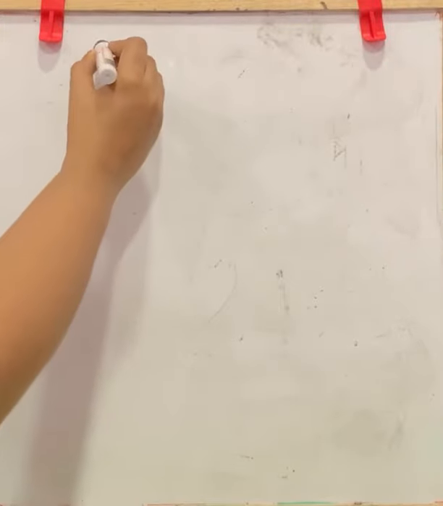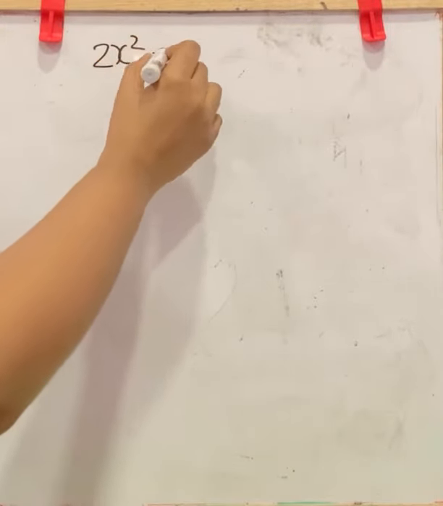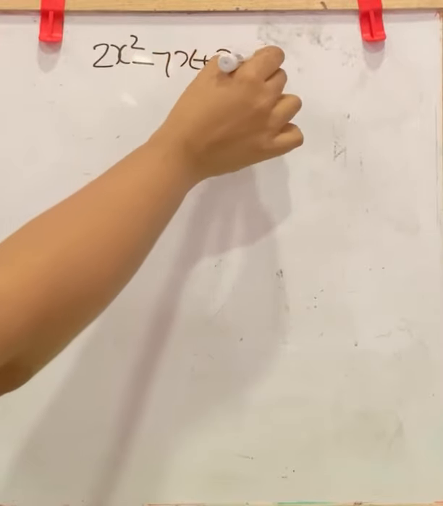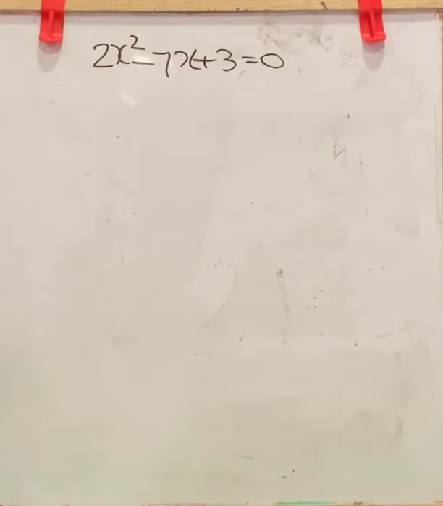The exercise 4.3, first question is 2x square minus 7x plus 3 equal to 0. Now we have to solve this using completing the square. For that, we have to follow some steps. I will explain it step by step. So listen. Here we have this quadratic equation.